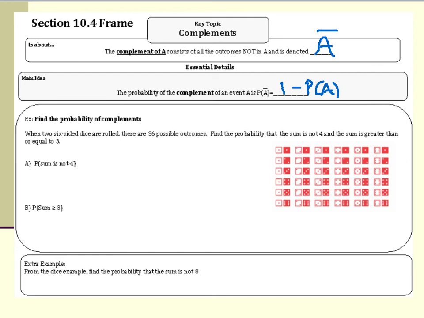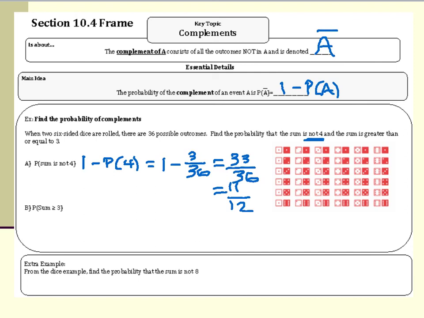When two 6-sided dice are rolled, there are 36 possible outcomes. Find the probability that the sum is not 4 and the sum is greater than or equal to 3. So first, let's find the probability that the sum is not 4. We're going to do 1 minus the probability of the sum being 4. So that's 1 minus, it's 4, 3 of the 36 times. So that's my probability of getting a 4. And if I subtract that, that's 33 out of 36, which reduces to 11/12. And that's the probability that it's not 4.